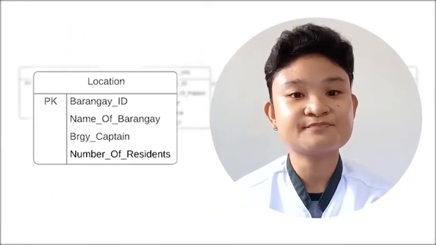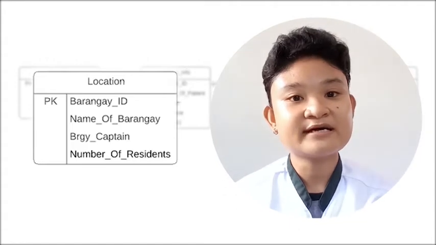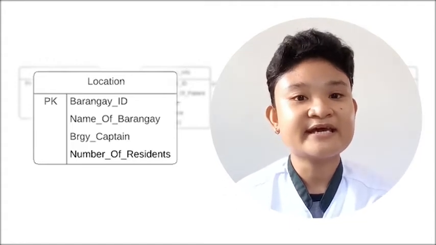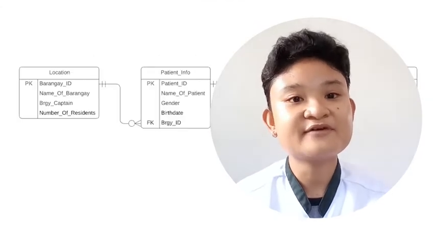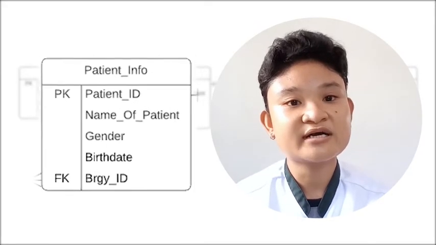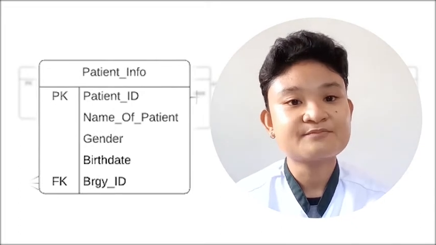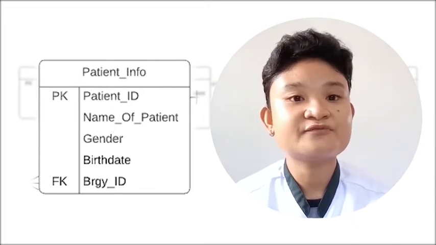In the first entity, we have four attributes, namely barangay ID as primary key, name of barangay, barangay captain, and number of residents. For the second entity, we have five attributes, which are the patient ID as primary key, name of patient, gender, birth date, and barangay ID as foreign key.